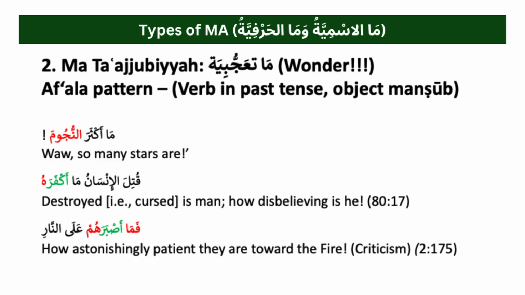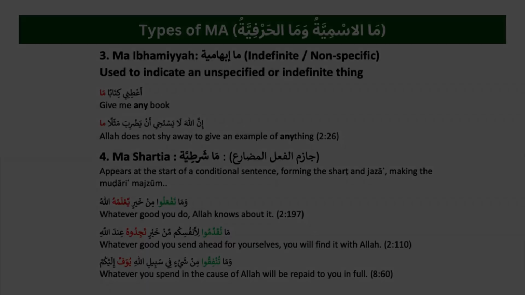This is a very powerful Quranic style, showing amazement mixed with blame. The third example is Fama asbarahum alan nar. How astonishingly patient they are toward the fire. The slide also notes that this carries a critical tone. So, ma ta'ajjubiyya is not just about wonder in a neutral sense. It can also be used in blame, astonishment, or strong rhetorical force.